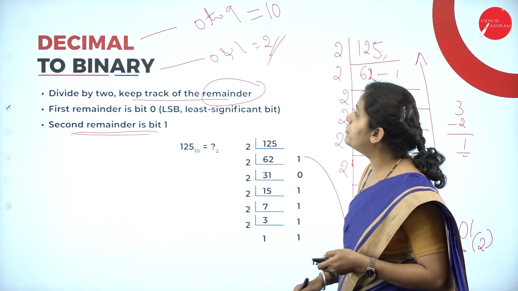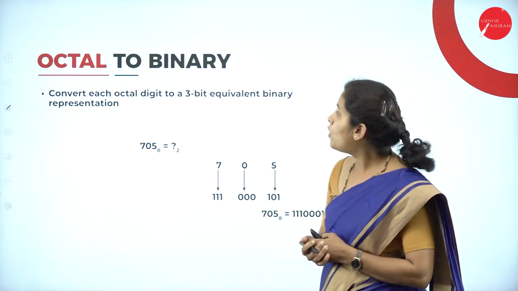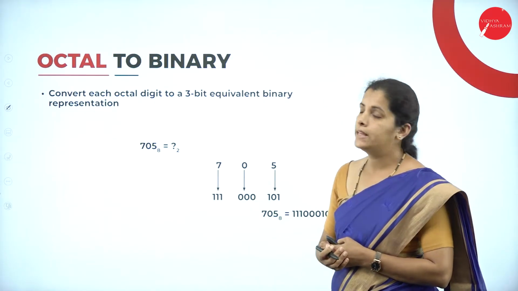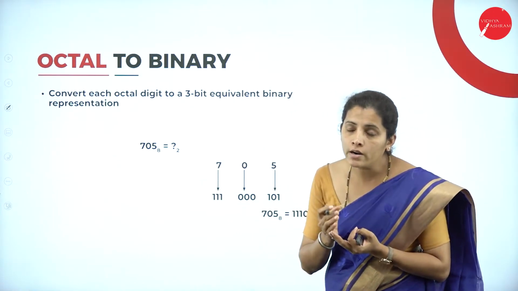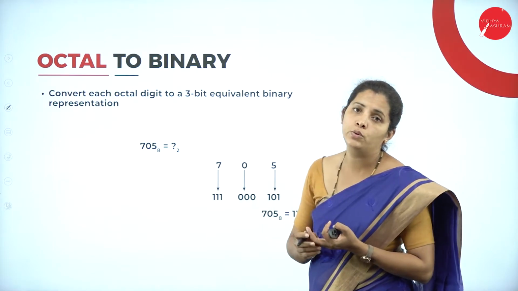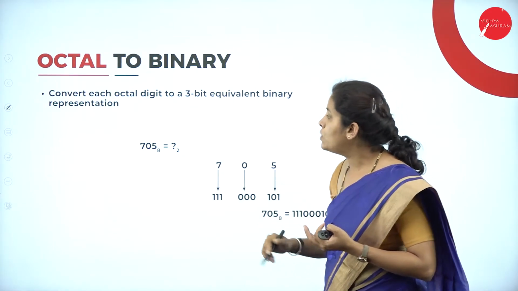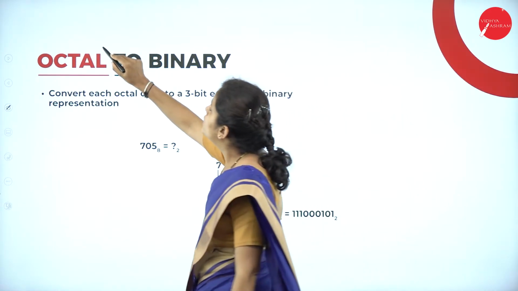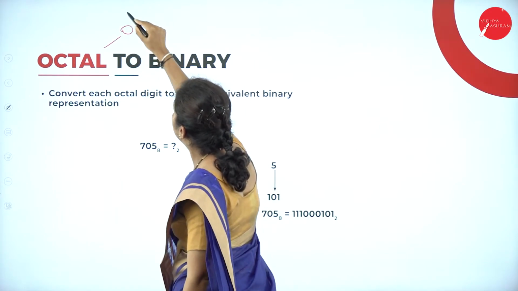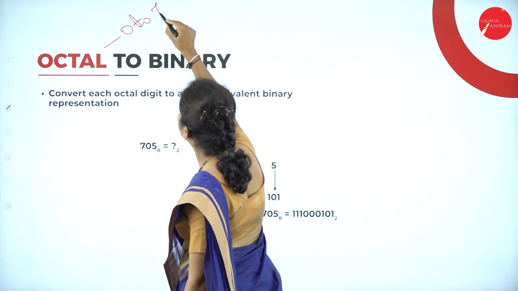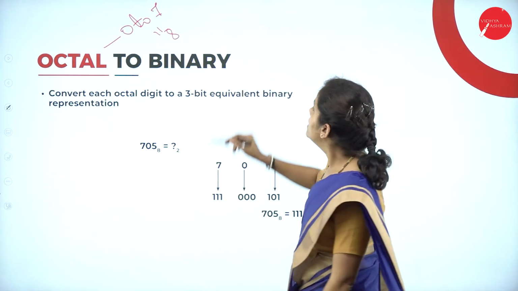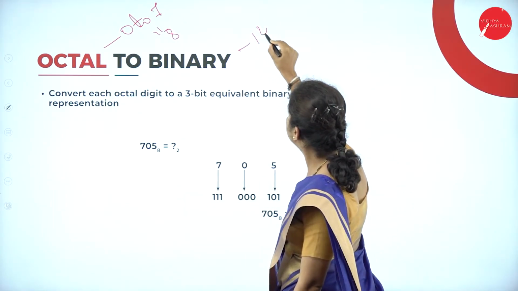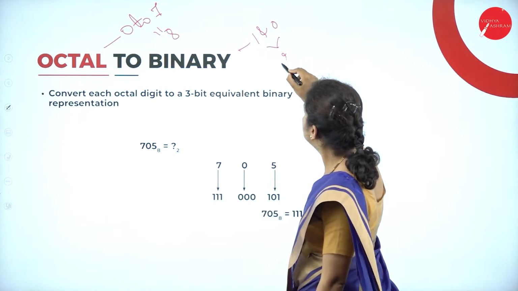Moving further, we are going to get octal to binary. That means we have an octal value, and now I want to convert this octal value to binary. The octal value ranges from 0 to 7, total it is 8. Once again, binary ranges over 1 and 0, total it is 2.